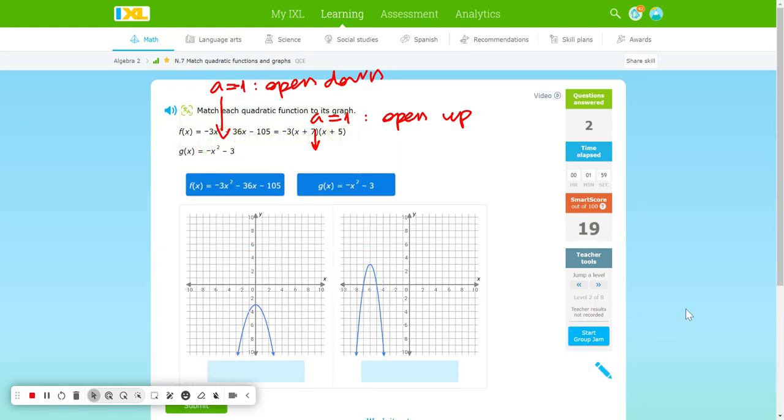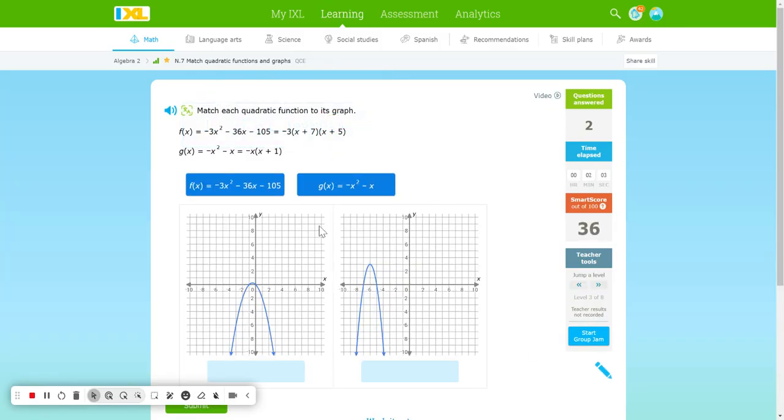All right, so let's do the next level over here. You got two equations. They both open down, so now you have to investigate further. I can take a look at the x-intercept. So you can see these two functions right here.